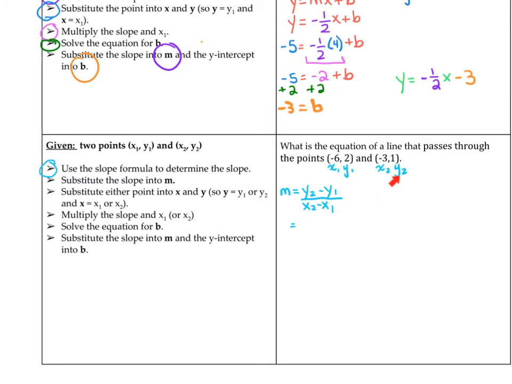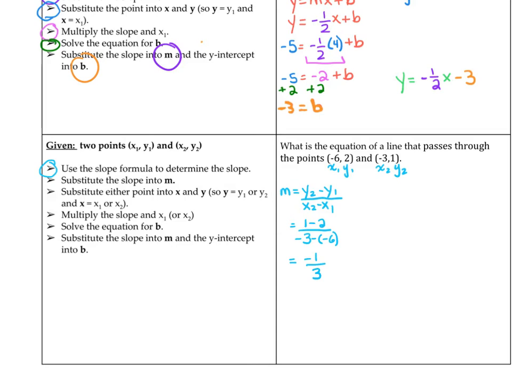So y2 is 1, y1 is 2. So it's going to be 1 subtract 2 over x2 is negative 3. x1 is negative 6, so that's going to be negative 3 minus negative 6. And then 1 minus 2 is negative 1, and 3 subtract negative 6. Remember, when you subtract a negative, you actually get a positive, so it's negative 3 plus 6, which is 3.